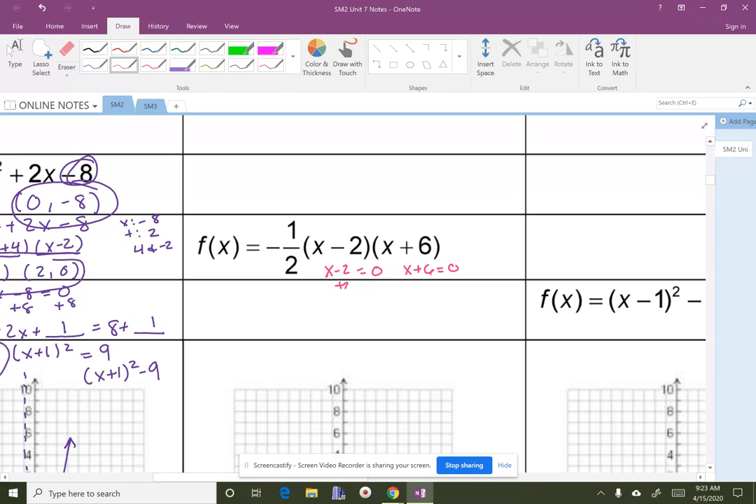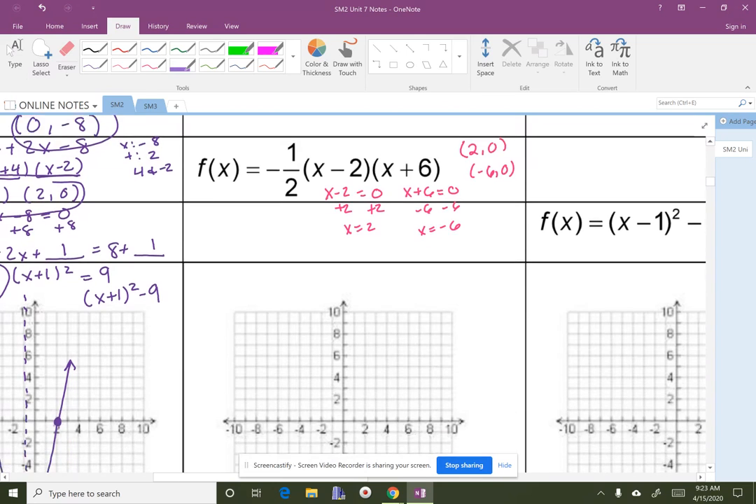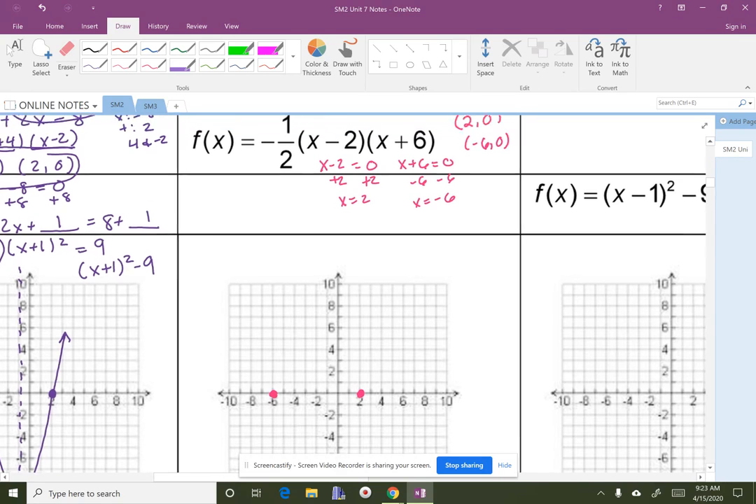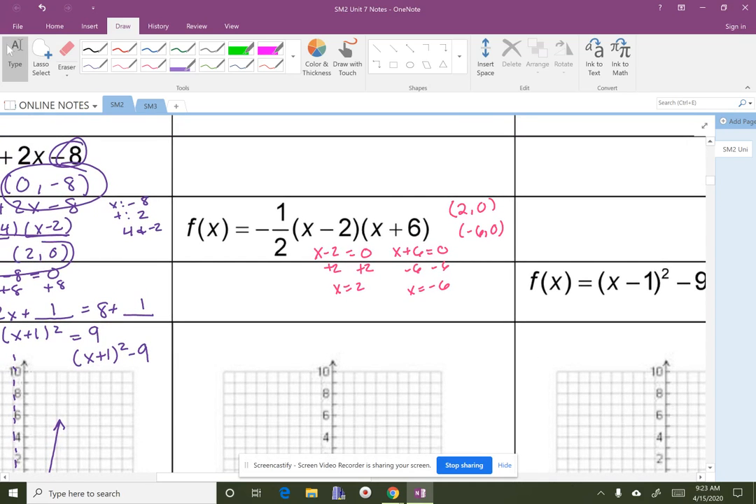So when we do that, we get x equals 2 and we get -6. So my 2 points are (2, 0) and (-6, 0). And I'm going to add those to the graph. So (2, 0), (-6, 0). Okay. From there, I personally would go to standard form because we are used to working in standard form.